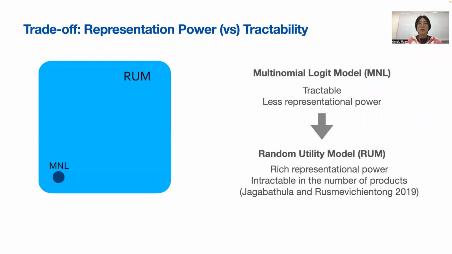However, the MNL model is known to be quite restrictive. A popular model at the expressive end is the random utility model, RUM. It can model any rational choice behavior. However, as shown in Jagabathula and Rusmevichientong 2019, verifying whether the observed choice data is consistent with the RUM family is intractable.